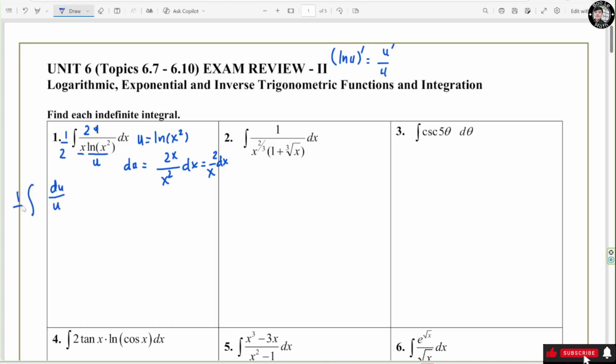Don't forget to multiply by 1/2, right? Then the antiderivative of du over u is going to be ln absolute value of u, right? Plus c. Don't forget 1/2 here. Now we need to replace u with s, right? Because we need to go back to the original one, right? So it can be 1/2 ln of absolute value of u, but u equals this one right here, right? So it can be 1/2 ln of s squared plus c, right?